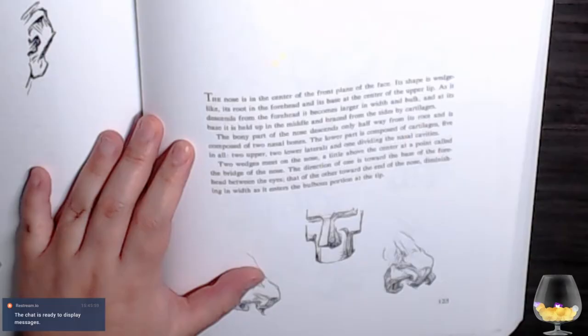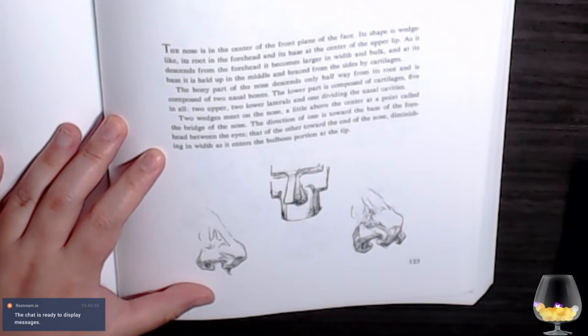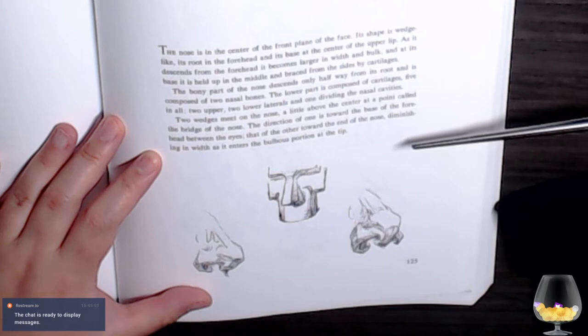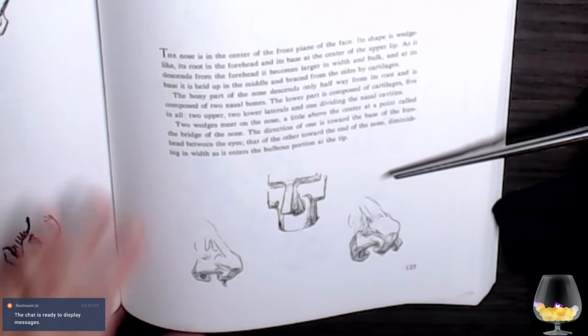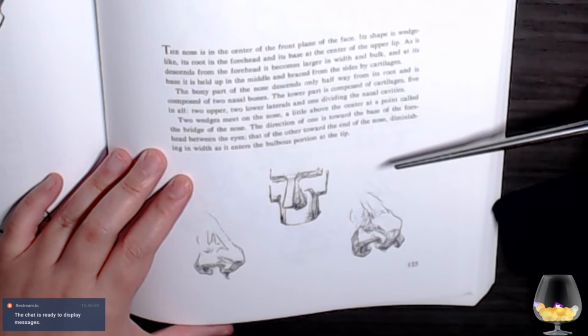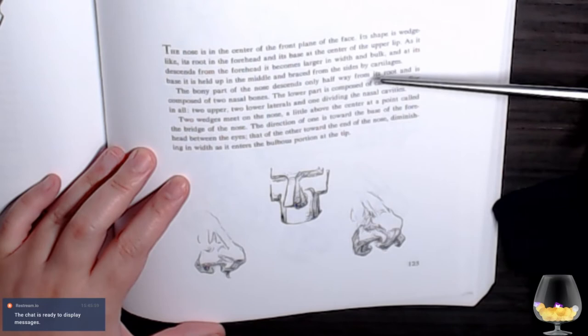I guess I'll read the text. The nose is in the center of the front plane of the face. Its shape is wedge-like, its root in the forehead, and its base at the center of the upper lip. As it descends from the forehead, it becomes larger in width and bulk, and at its base is held up in the middle and braced from the sides by cartilages. The bony part of the nose descends only halfway from its root and is composed of two nasal bones.